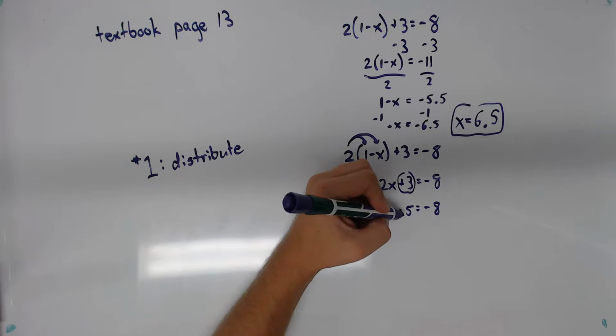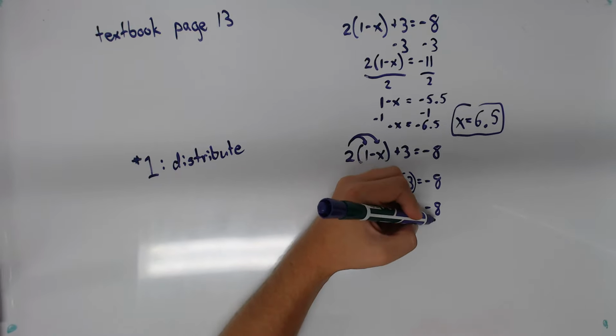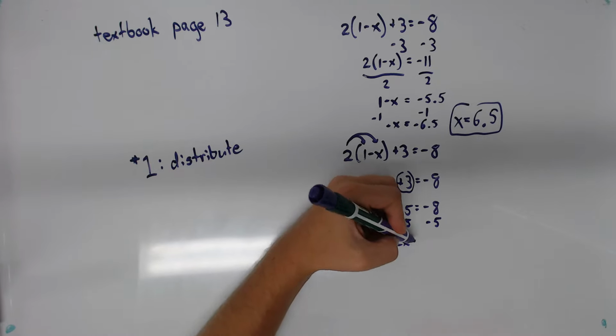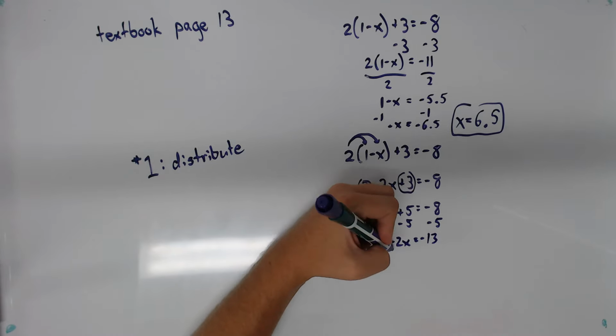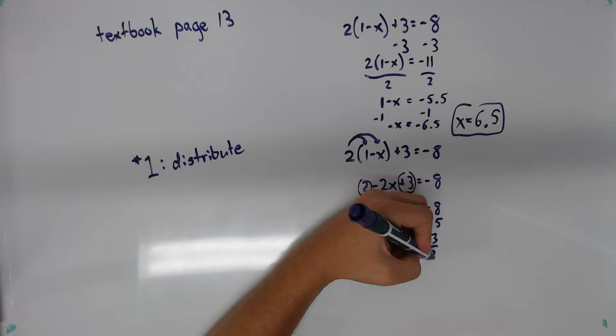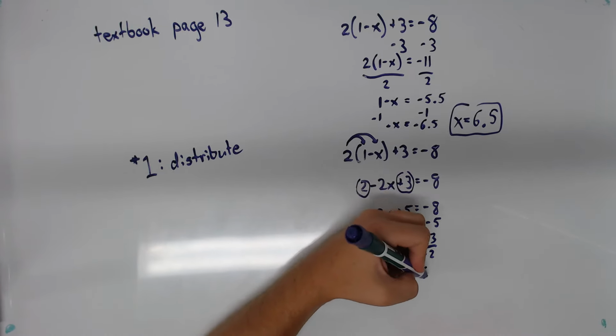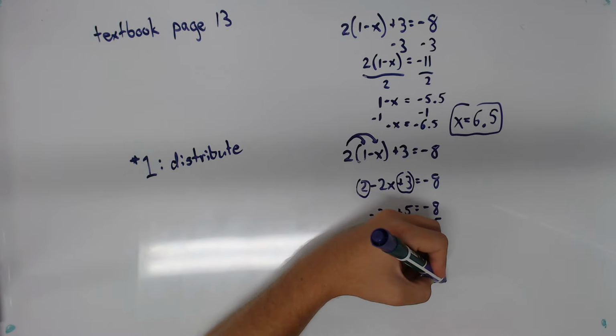Now I can subtract 5. Negative 2x equals negative 13. And if I divide by negative 2, I get x equals 6.5, which is the same thing we got before.